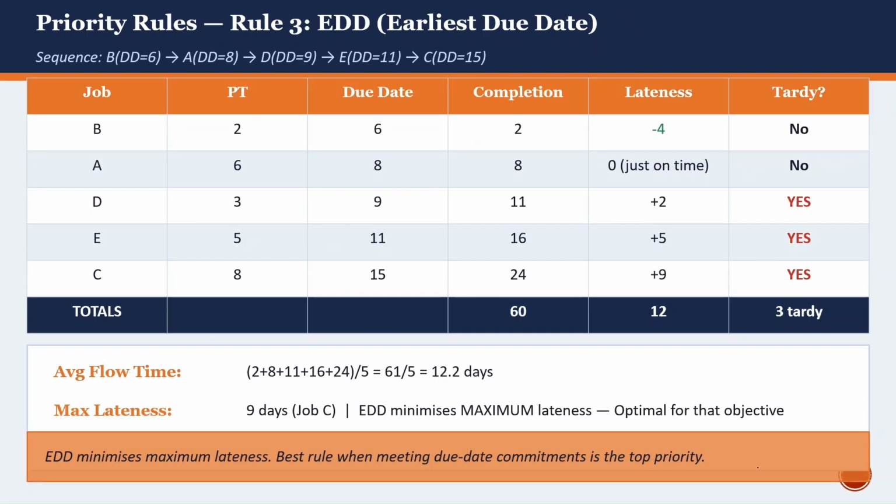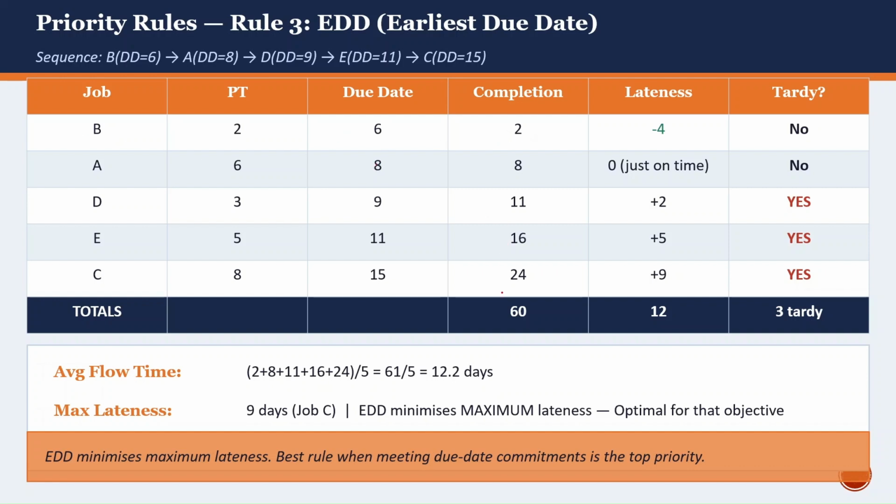Now the next one is the earliest due date. The job with the earliest due date is scheduled first. Here the sequence has changed. Now it is B, A, D, E, C. According to due date, we have scheduled, and this is the actual sequence that we obtain. Now the completion times we get here are as shown.